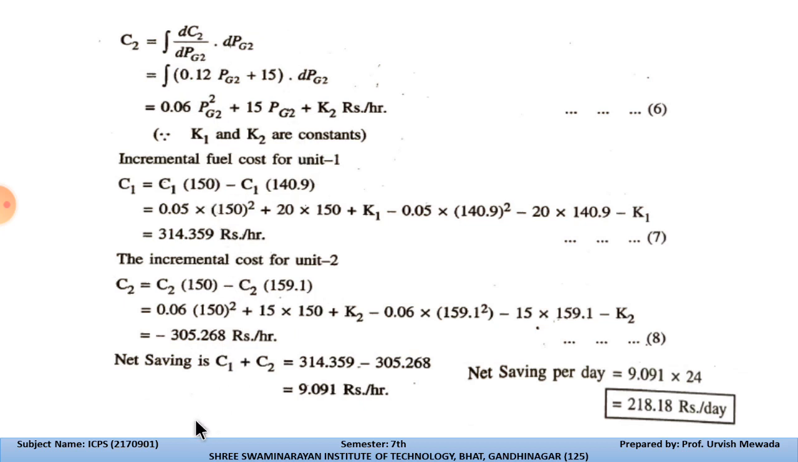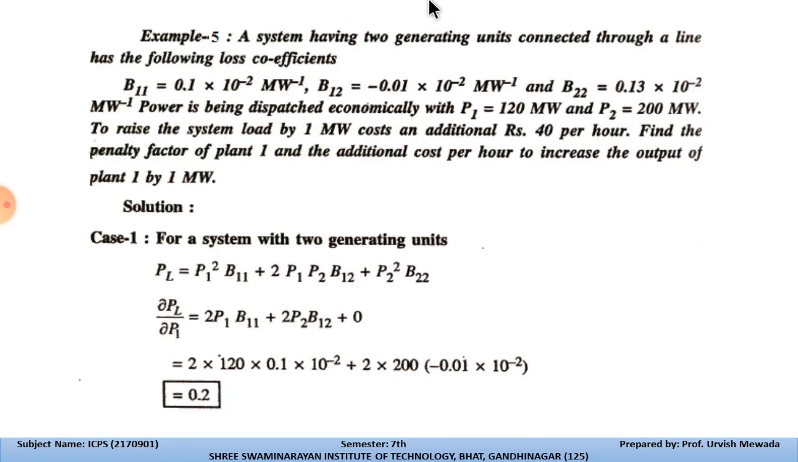So the net saving C1 plus C2 is equal to 314.359 minus 305.268, so 9.091 rupees per hour. So the net saving per day is 9.091 multiplied by 24, so it is 218.18 rupees per day. So this is how we can solve the example related to the fuel cost and the net saving of the generating units. Now let us discuss example number 5.